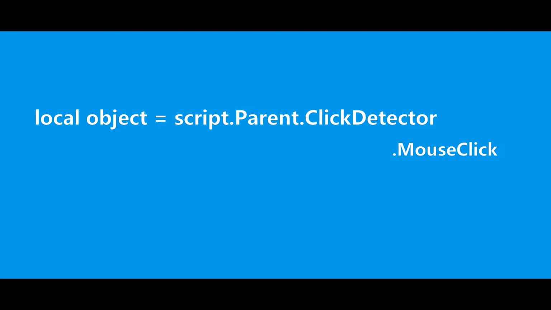The local prefix will only be used the first time a variable is defined. So this function would just become object.MouseClick, and then we just connect the function that has to be executed. Let's see how it looks inside of the Roblox script.